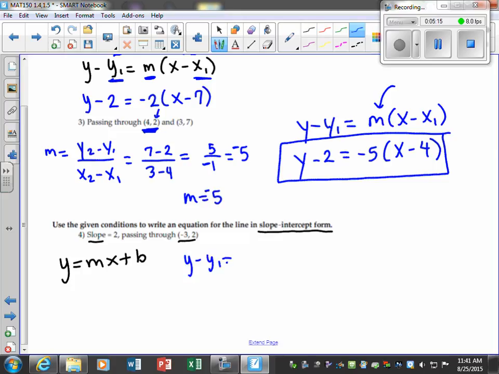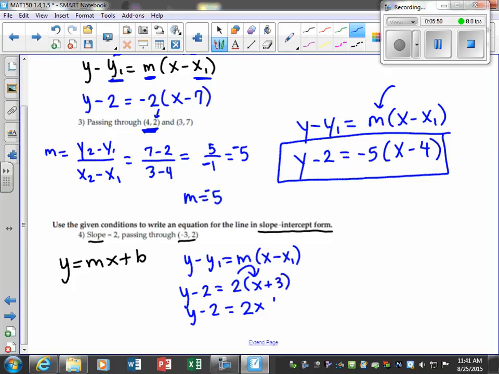So y minus y1 equals m times x minus x1. y1 is 2. Our slope was given to us, and it's 2. And then that's going to be minus a negative 3, so we just get plus 3. Now this is point slope form, but it asks us to go to slope intercept. So what we want to do is distribute this out and then solve for y equals so that it's in this format. So we'll take a few steps to do that.